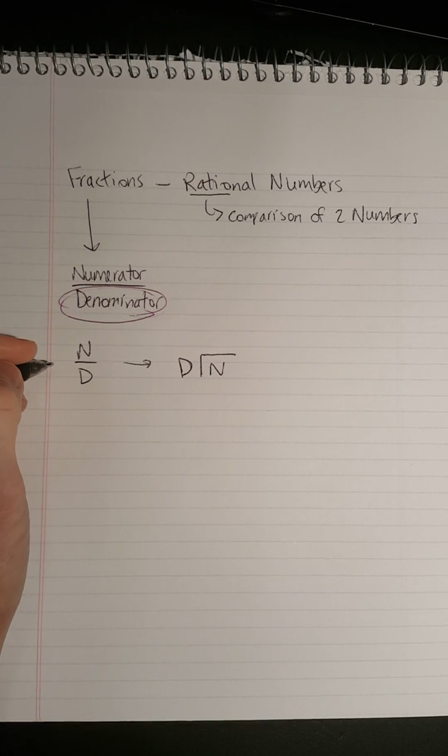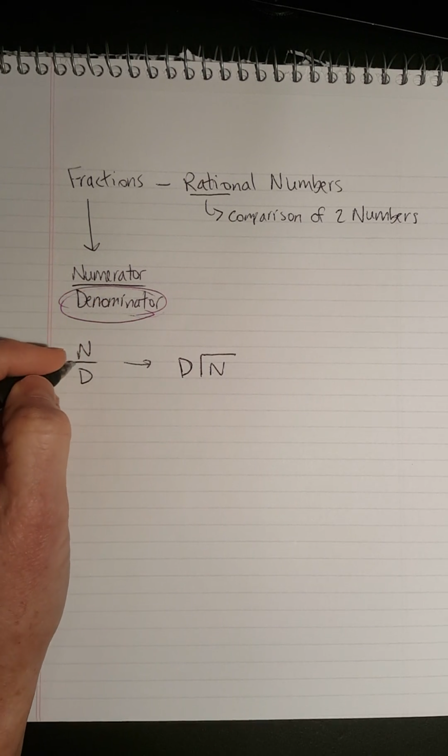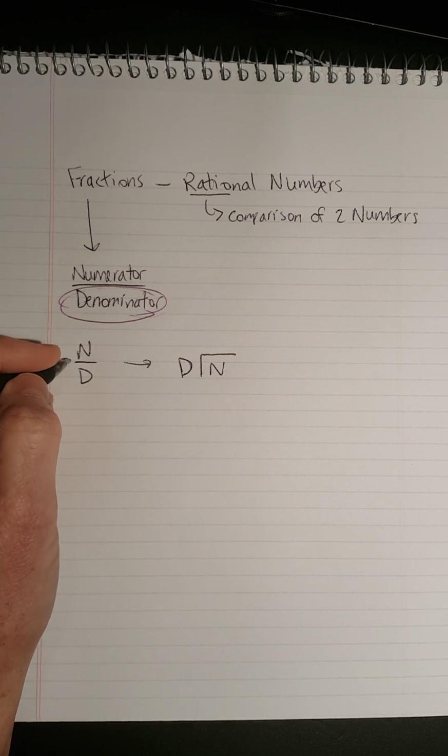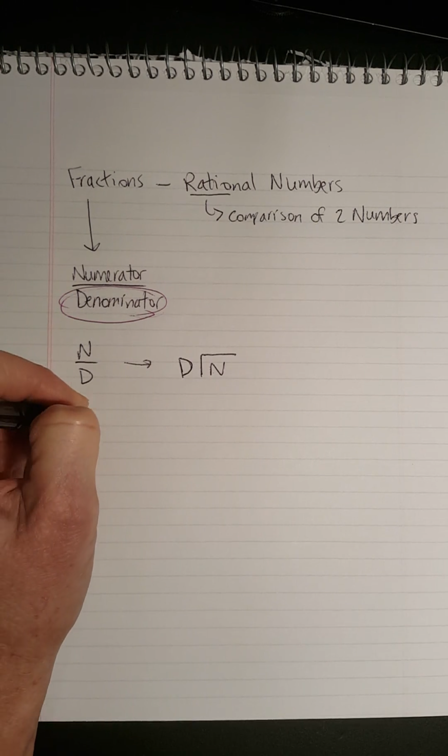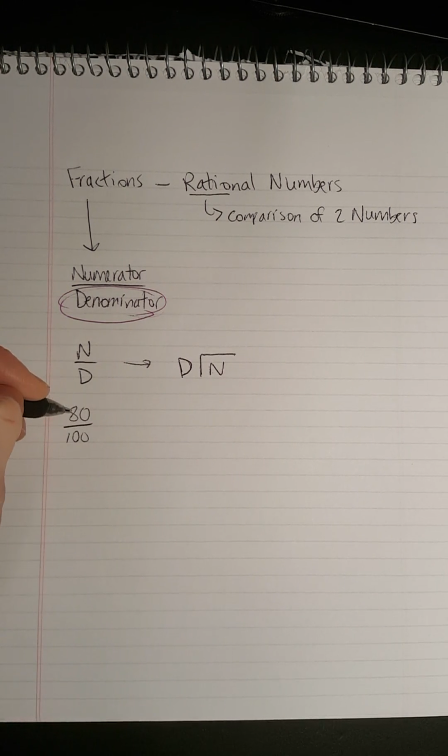Remember, for division or fraction, this is called a fraction bar. It's also referred to as per. So if you have a number that's over another number, such as 80 over 100, this would be 80 out of 100 or 80 per 100. So this is an example of a ratio or a fraction, okay?